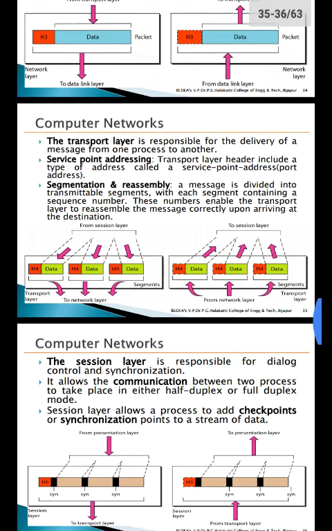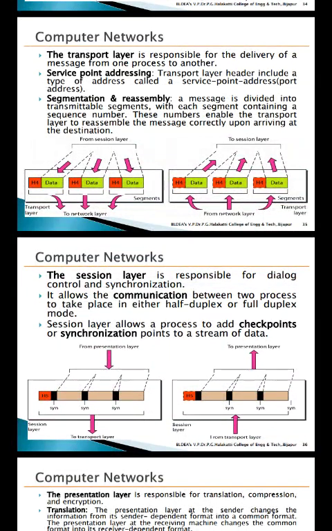Now the next job is of the transport layer. The transport layer is receiving the information from above, that is the session layer. It is responsible for the delivery of the message which is going to be transmitted from one process to another process. So here it is the job of process to process communication. It is the job of the transport layer to deliver the message of one process to another.